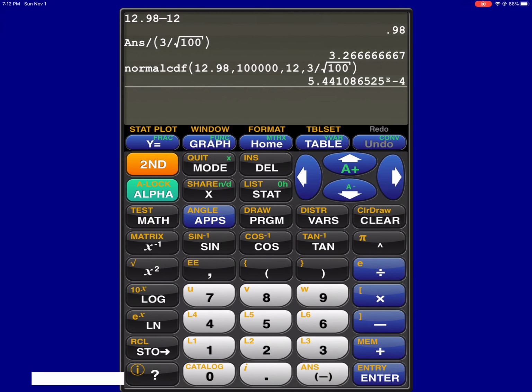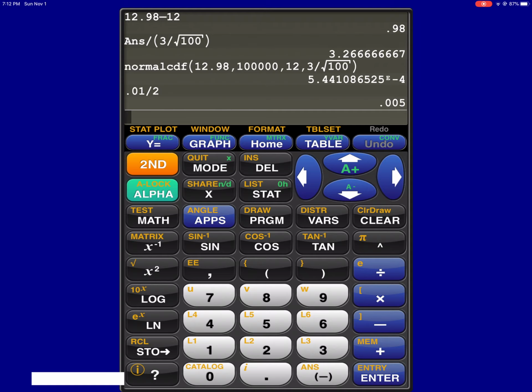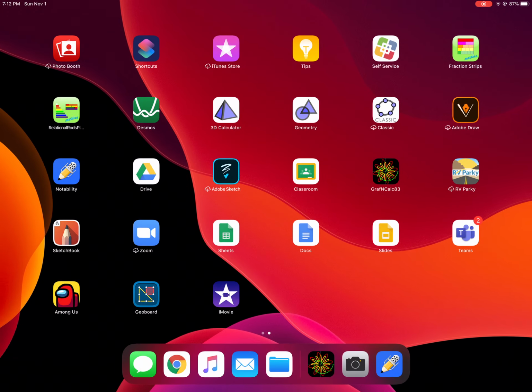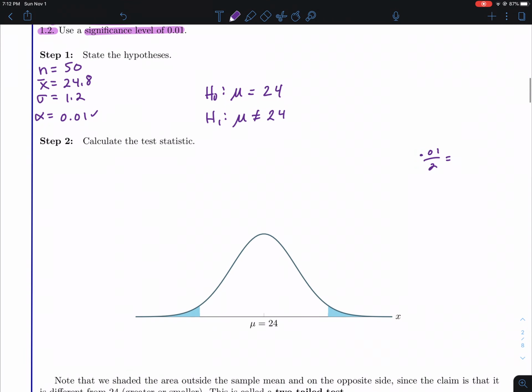So let's see, what do we get here? 0.01 divided by 2 is going to be our 0.005. So when we're looking at these probabilities, like we did last time, we'd have an alpha level of 0.005 here and an alpha of 0.005 there. Since they're not saying it has to be above or below, we could fall in either of these two ranges.